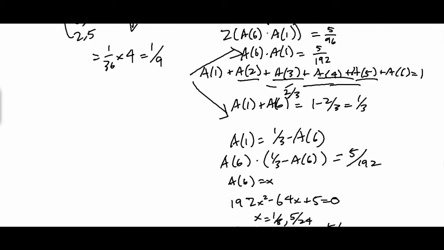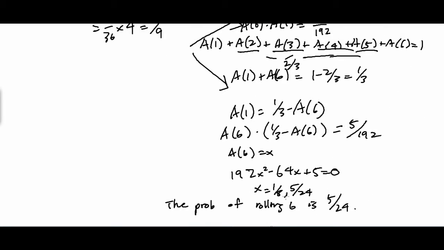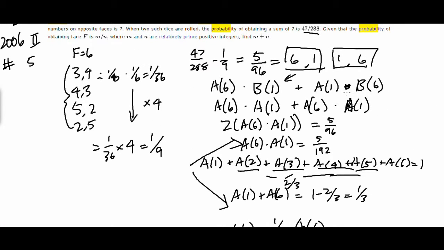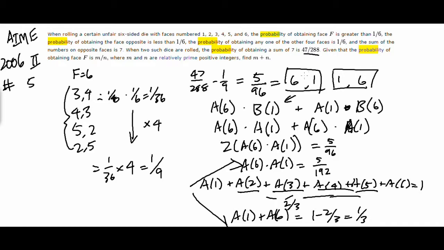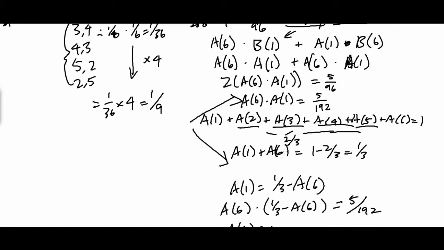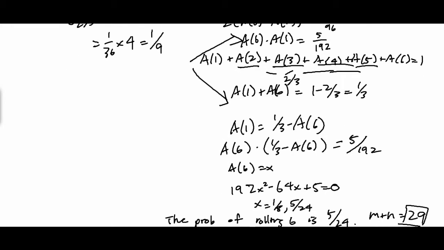And then the question asks what's m plus n, and m plus n equals 29. So that's our answer. Reviewing, we first found the probability of getting 6 on A and 1 on A, or 1 on A and 6 on A. 2 times the probability of getting 6 on A times the probability of getting 1 on A is 5/96. Then we found the sum of the probabilities. Then we turned it into a quadratic.